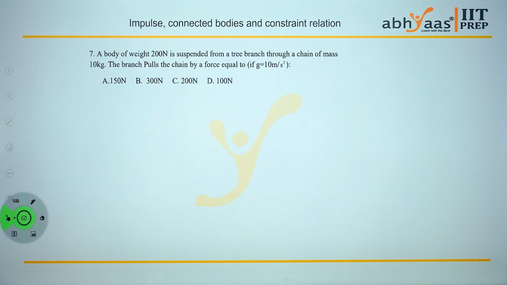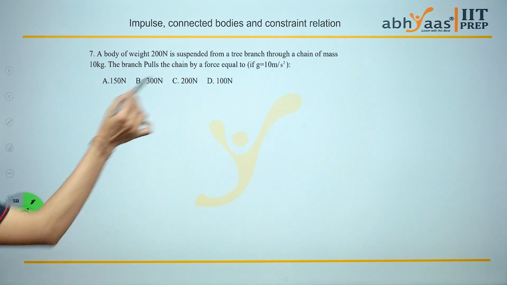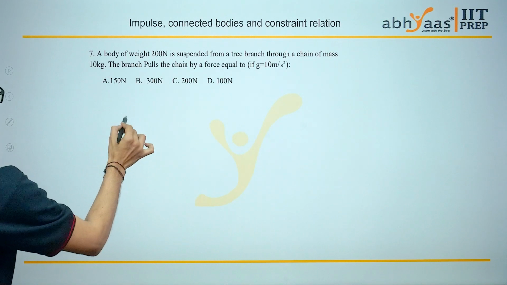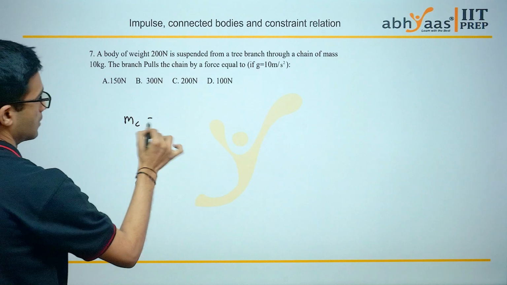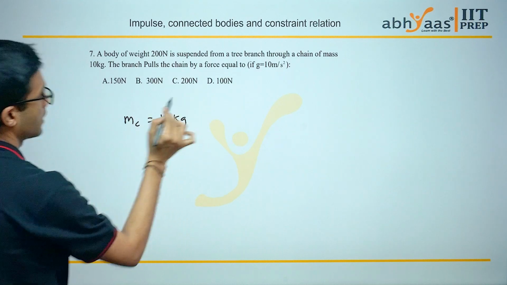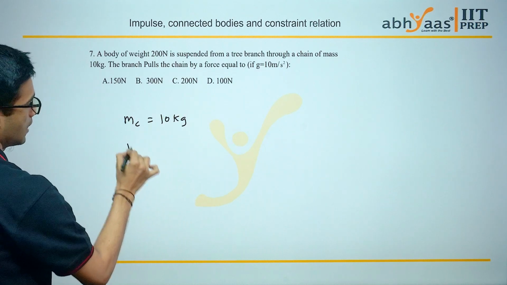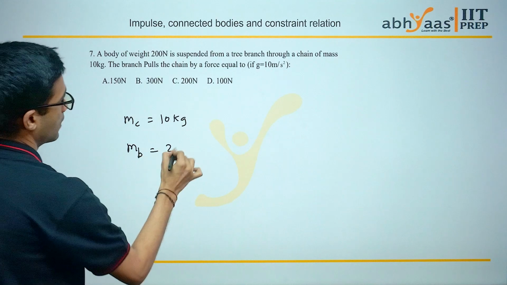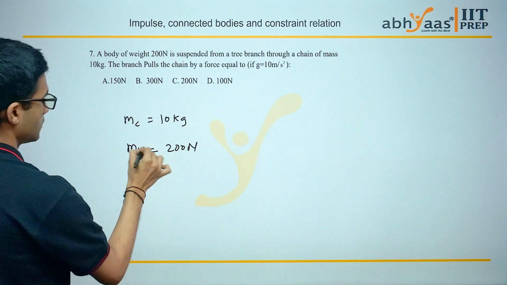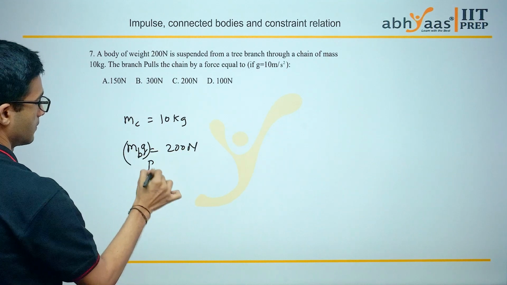Now another question. Here also it is simple. There is a chain of mass 10 kg. The chain mass MC is 10 kg, you can take. So the body weight MB is 200. This is mg of the body.